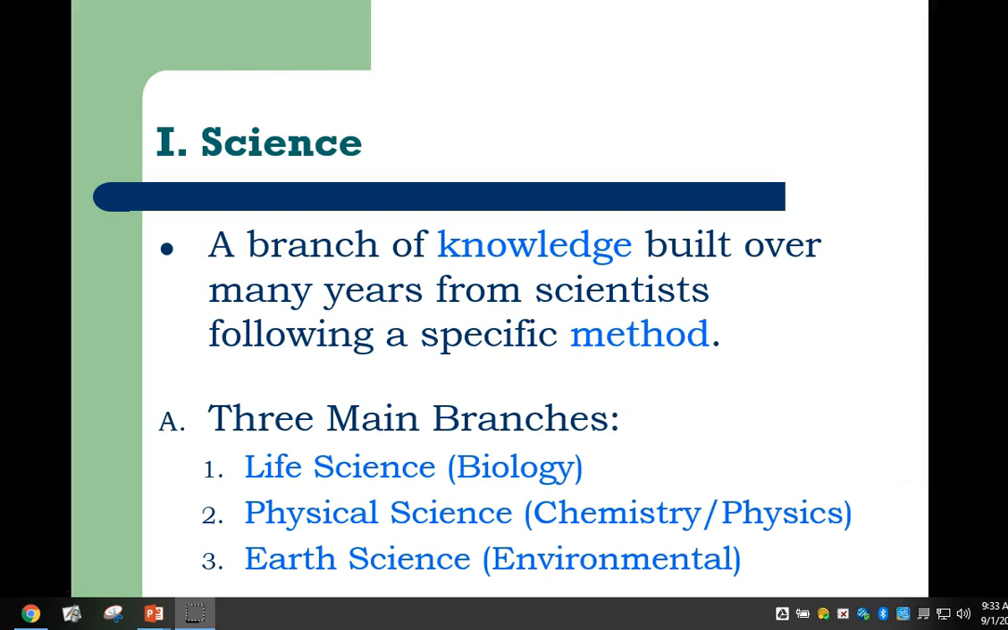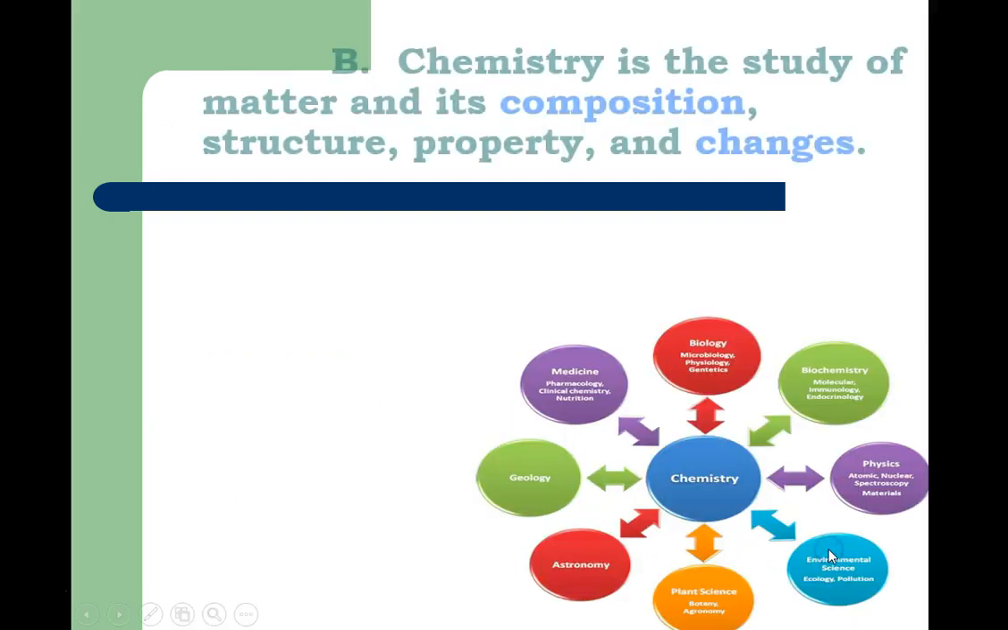So there are three main branches of science. There's life science, with the most common example being biology, that's taught in high school. There's physical science, that would be chemistry and physics. And then there's earth science, which would be environmental science, which we have in ecology class. That's a semester course that would fall under earth science. There's a bunch of other sciences too. This is just giving the most common ones usually listed.